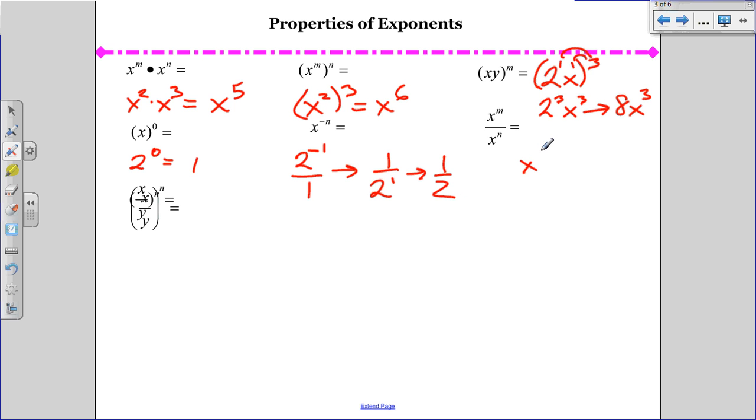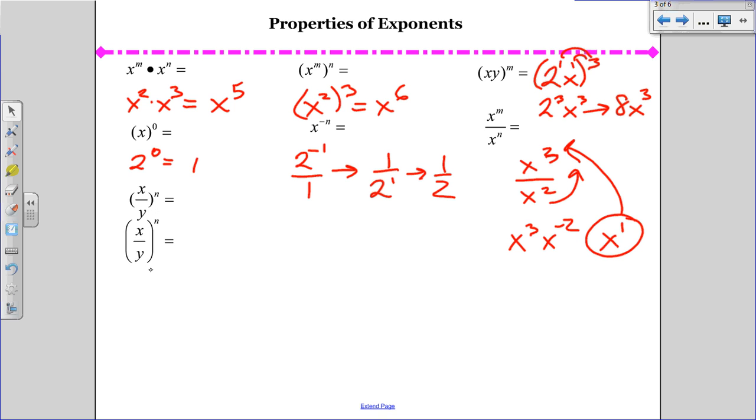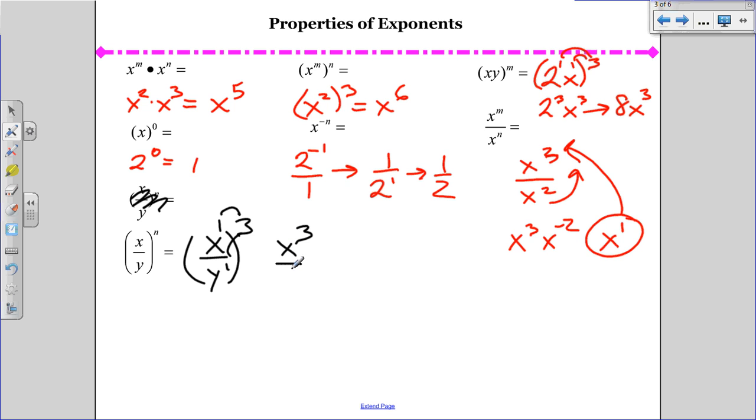Here we have x cubed divided by x squared. Well, we're going to move this upstairs and make it negative, and then basically subtract them. So we have 3 minus 2, which is x to the first power. So that's the equivalent of this example here. And then over here, just got carried away a little bit, so don't worry about this one. So this is like x over y to the third power. So put your imaginary ones in and distribute. So that's x cubed over y cubed.